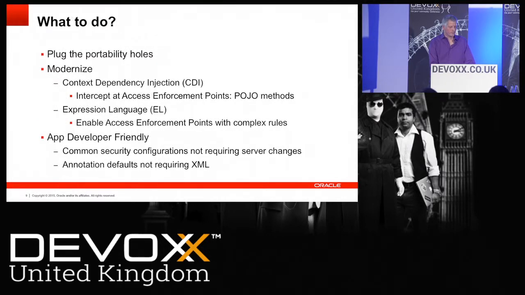So what we're doing in this JSR is pretty much trying to plug the portability holes. We're trying to modernize it by introducing CDI and expression language in different locations that make sense, mostly in areas of access control. And we're trying to make it generally more app developer friendly, where common security configurations are not required to be server changes, and where you can use annotation defaults instead of requiring XML everywhere.